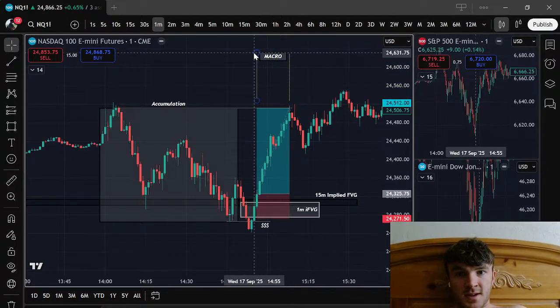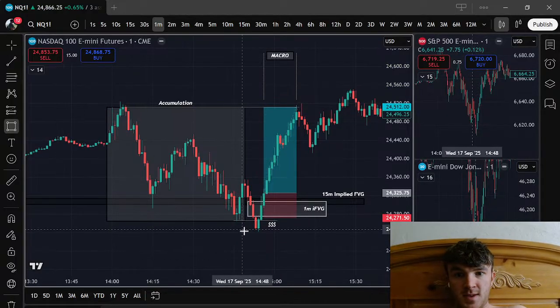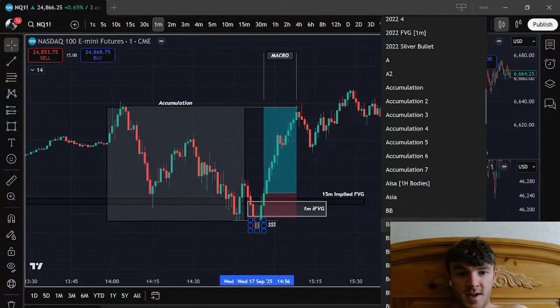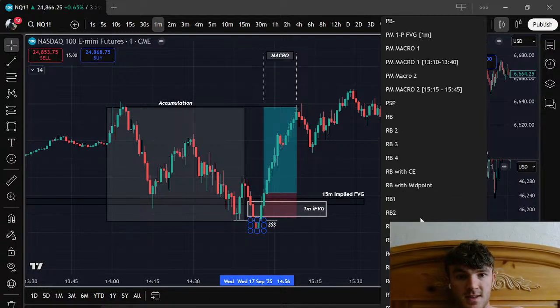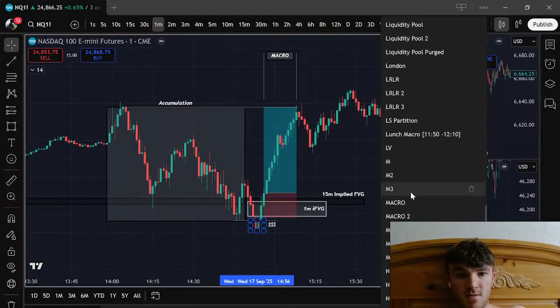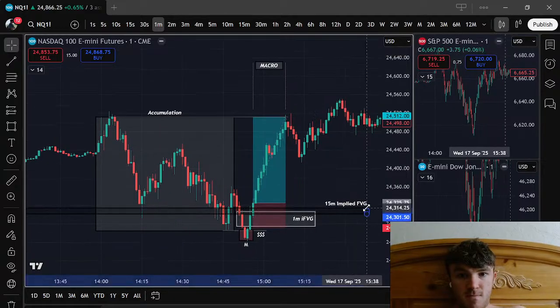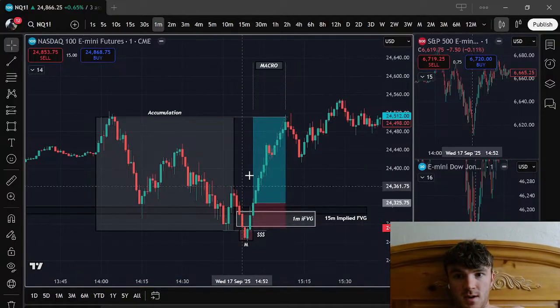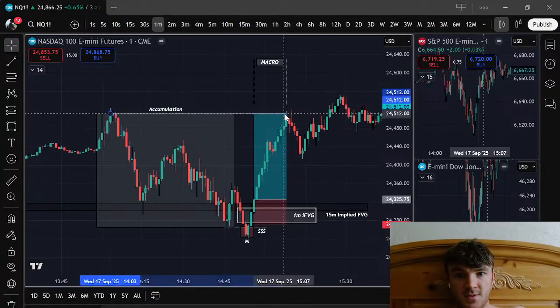And I don't care how long it takes. We will get there. Alright. So yeah, accumulation, manipulation of this low, and then 1 minute inversion for value gap. Yeah, this is textbook. So bang, right? Accumulation, manipulation, distribution. And then yeah, let's mark out that this was TP.